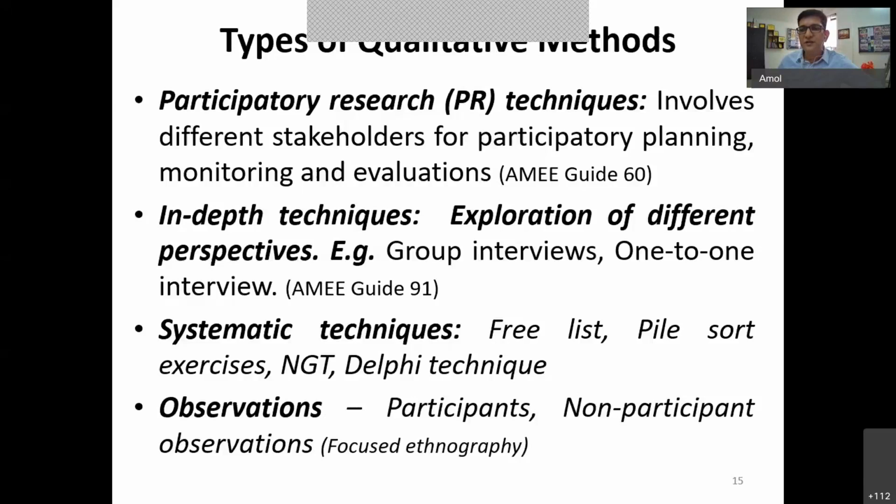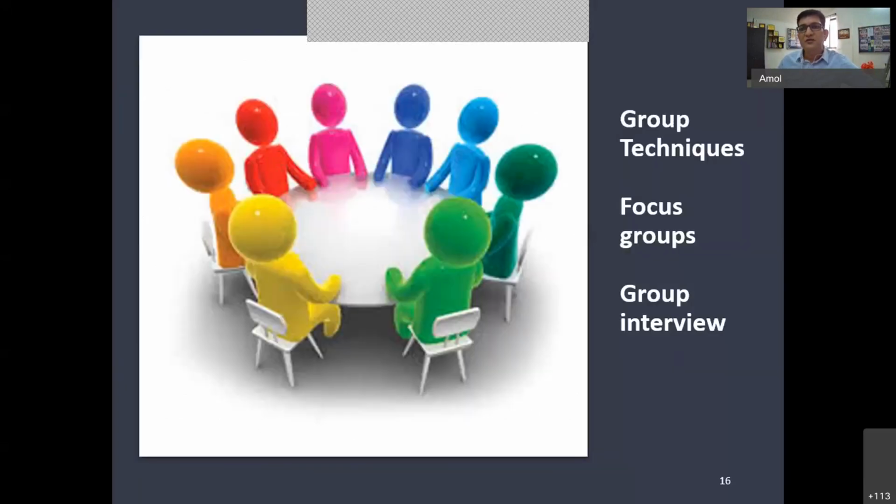And fourth, which we consider a very powerful source of qualitative data, is observation. And of course, we don't use it alone. We use it in combination with interviews for better triangulation. So in group techniques, we mainly have focus groups.